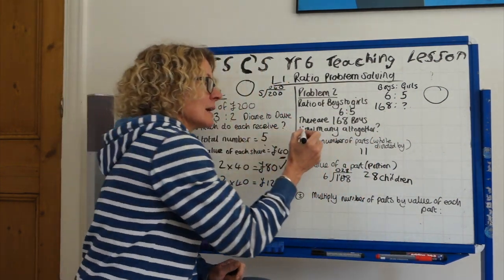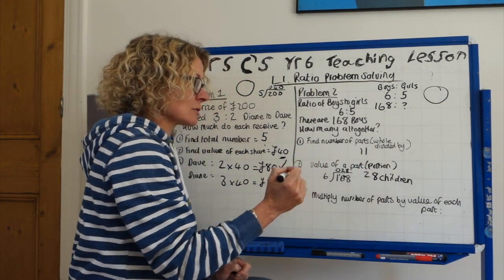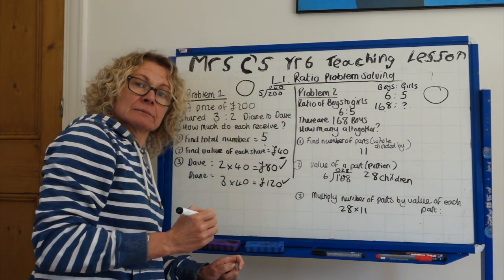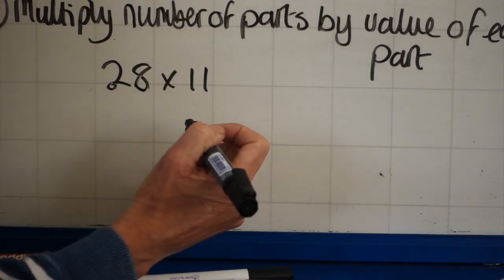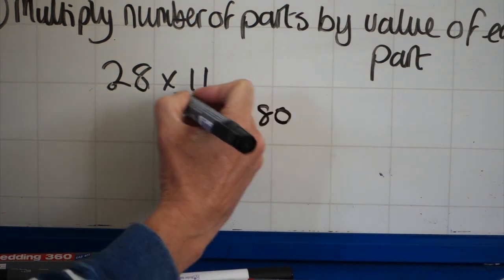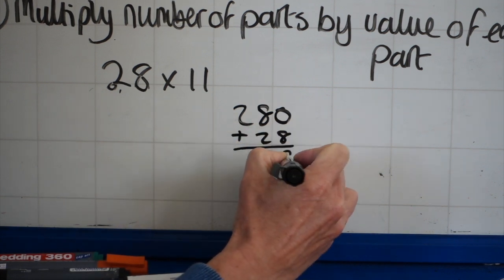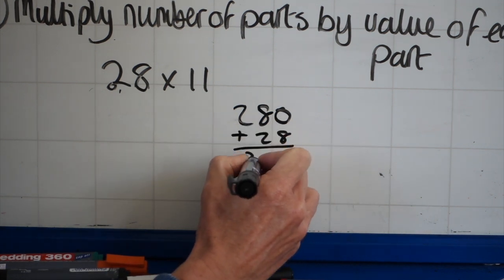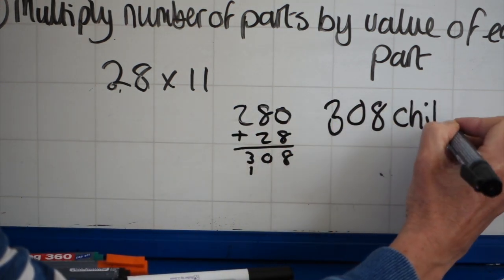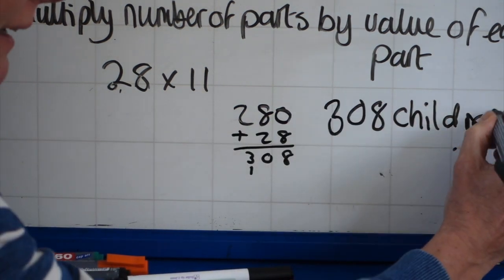So how are you going to find out how many children there are altogether? 28 per portion, 11 portions. Would you agree? Right, so 28 times 11. 28 times 10 would be 280. And then we add another 28. 308, a bit bigger. 308 children all together at the school. Are you with me?